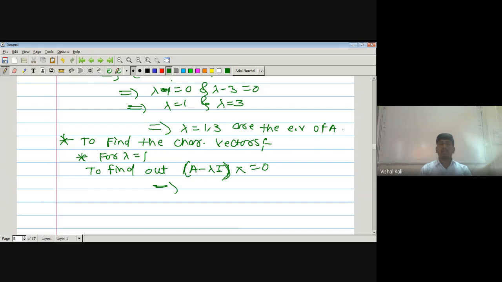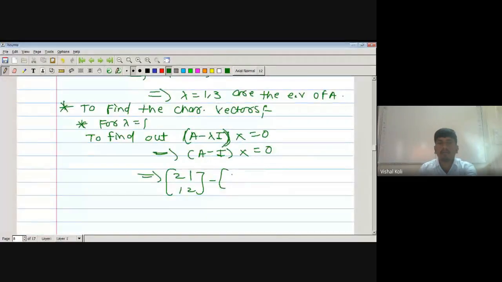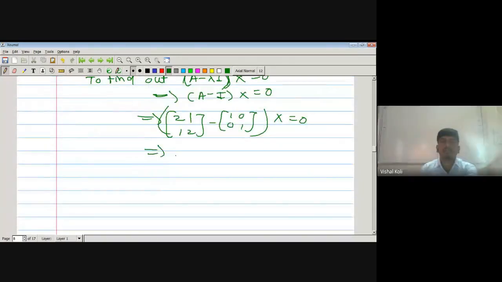Here lambda is 1, so A minus I into x equal to 0. A has entries [2 1; 1 2] minus I, which is [1 0; 0 1], into x equal to 0. Therefore this is [2 minus 1, 1 minus 0; 1 minus 0, 2 minus 1] into x. x is a matrix of order 2 by 1.